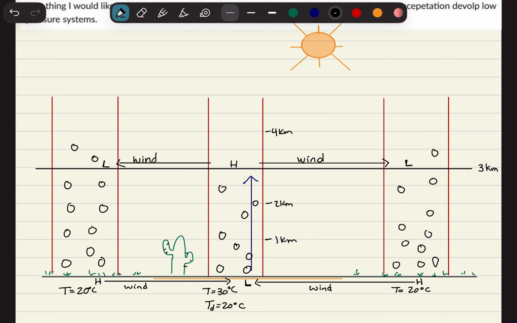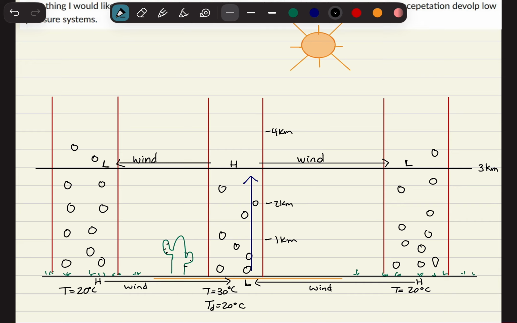Now, if you need a review on lapse rates and stability, please review the notes from last unit. But we're going to do a simplified version of that here. Our temperature at the surface is 30 degrees, and our dew point is 20 degrees Celsius. So that means we're not saturated, right? Our temperature is warmer than our dew point.